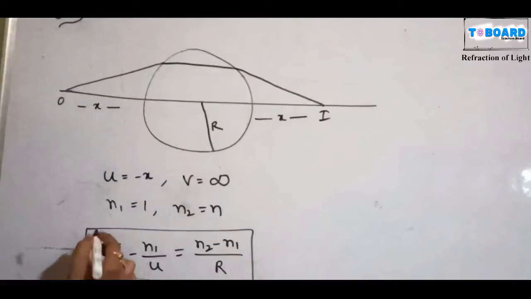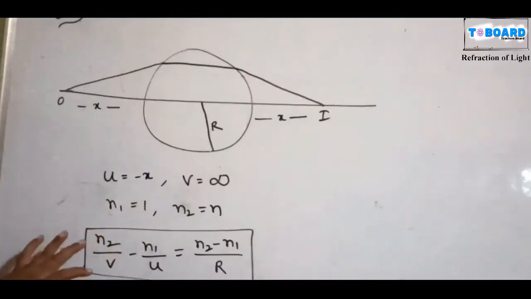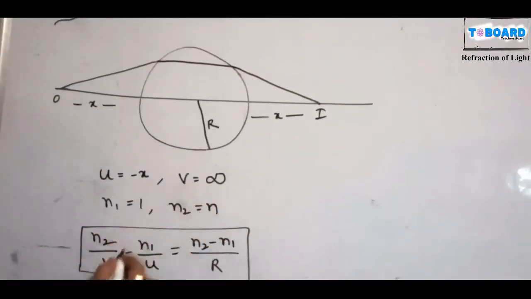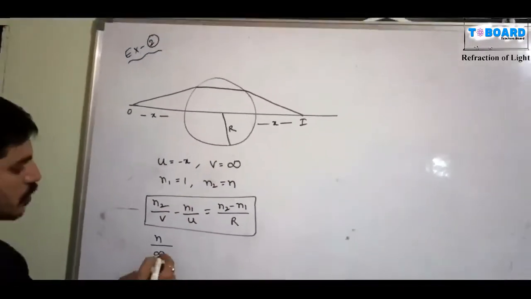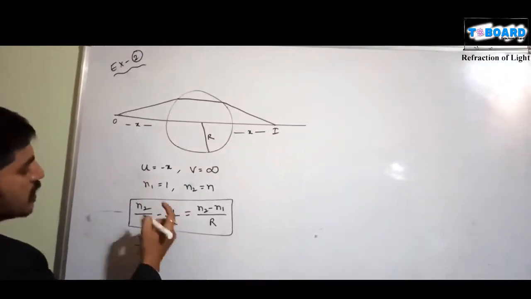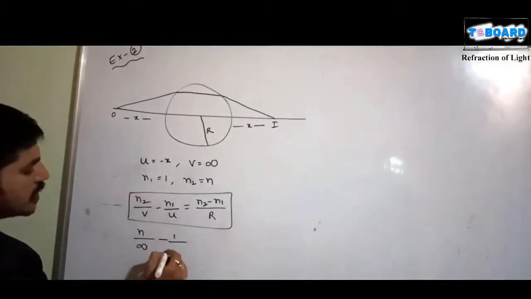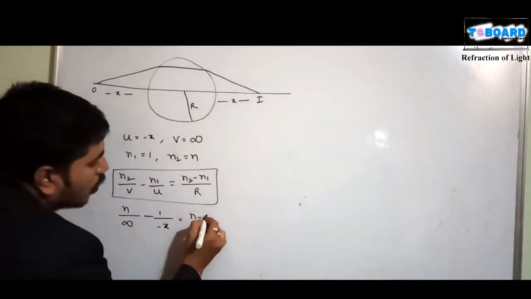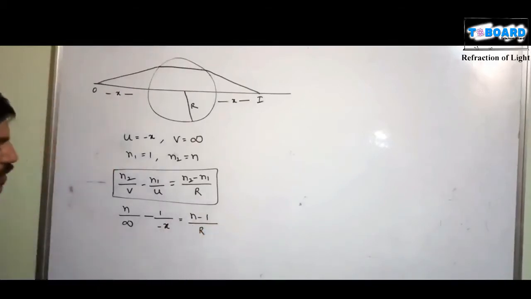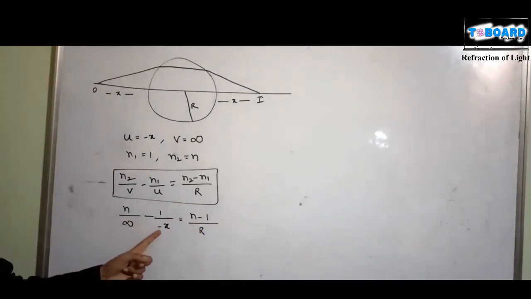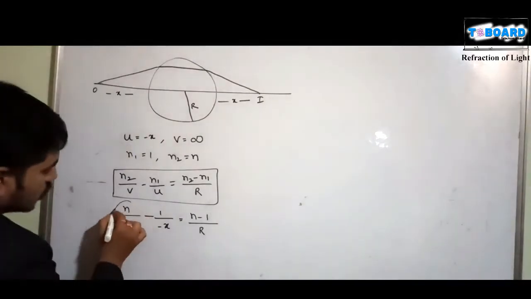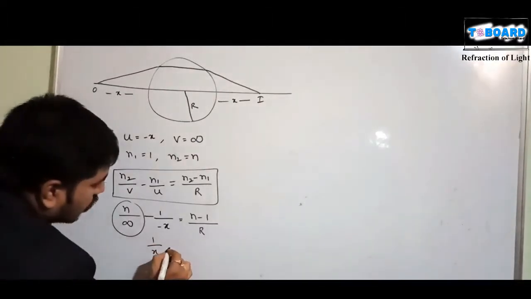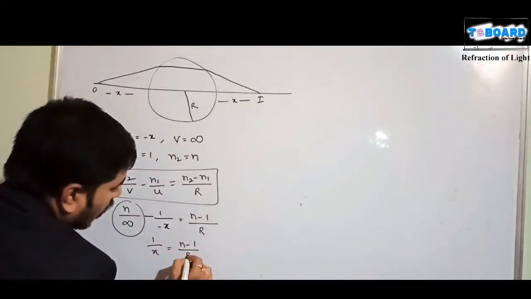Then I will substitute all the values in the above equation. n2 means n, so n by v, where v is infinity, is 0, because something divided by infinity is 0. Then n1 is 1, so 1 by u is 1 by minus x, equal to n minus 1 by r. Minus into minus is plus, so 1 by x is equal to n minus 1 by r.